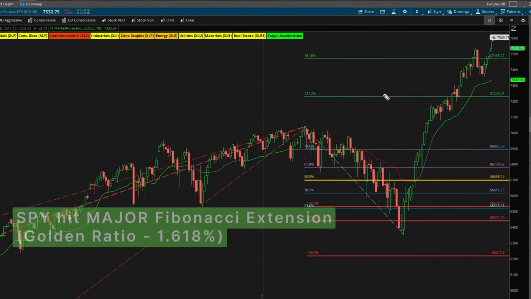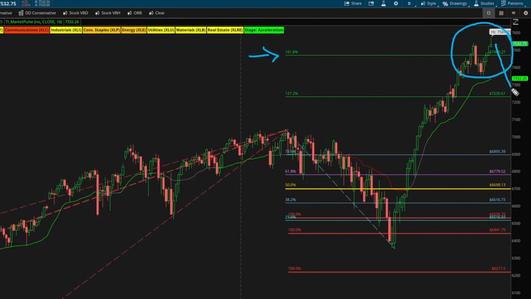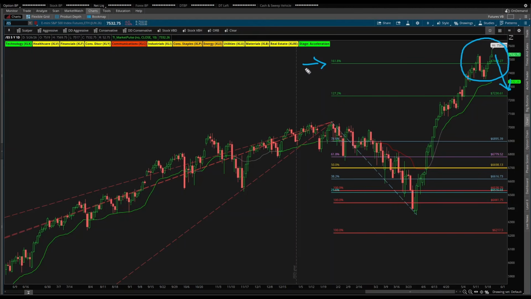I think the S&P 500 is extended at these levels. We've hit the key 1.618 golden ratio, and I think we're long overdue for a pullback. However, me thinking about it is simply not enough. We need to see actual empirical proof within the markets.